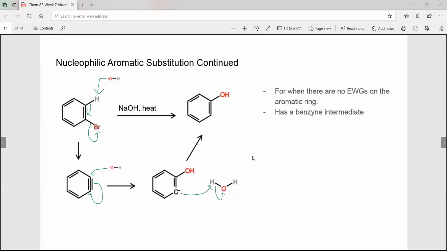We can also do this without EWGs, using NaOH and heat. The negative OH will take the hydrogen, and the CH bond is used to make a pi bond, and the bromine gets kicked off. Then an OH is added onto the carbon as part of the triple bond, and one of the bonds in the triple bond is added onto the carbon, forming a carbanion. And this carbanion finally uses its lone pair to grab a hydrogen from water and neutralize itself, forming a product. And note that this has a benzyne intermediate.